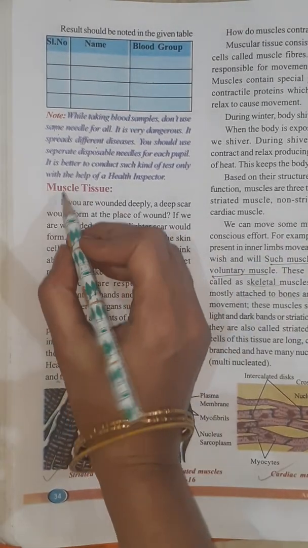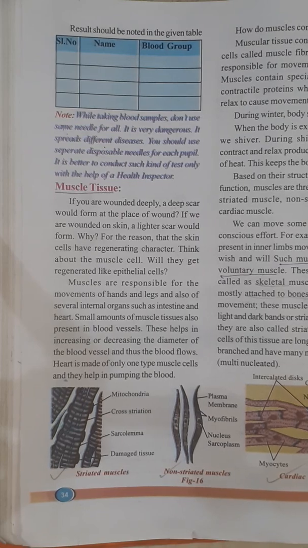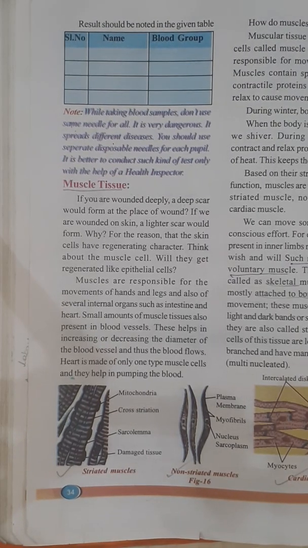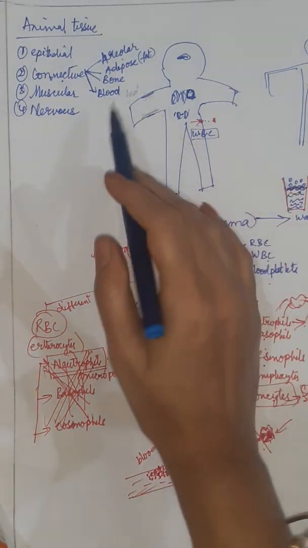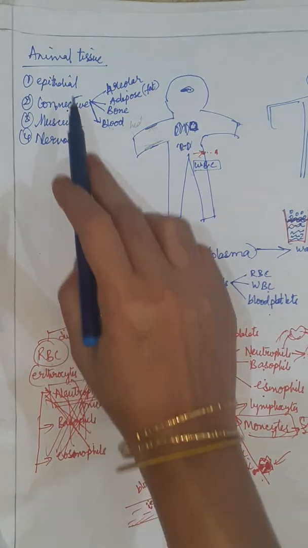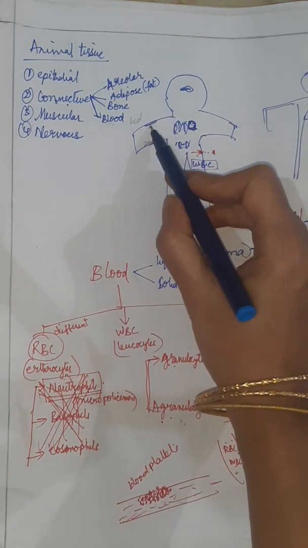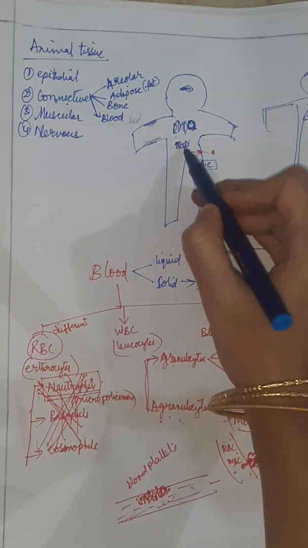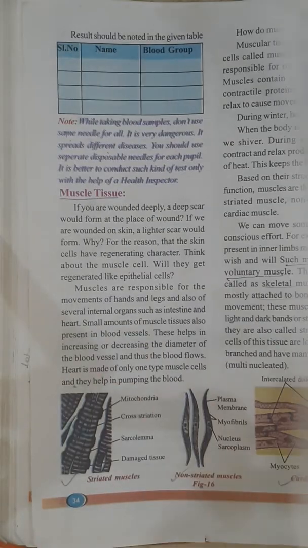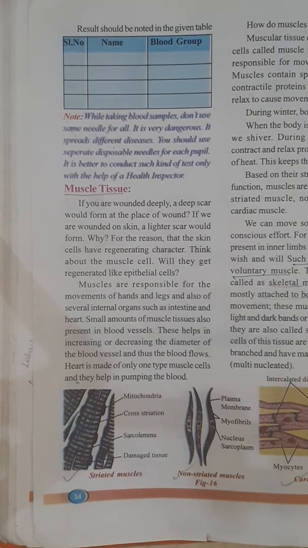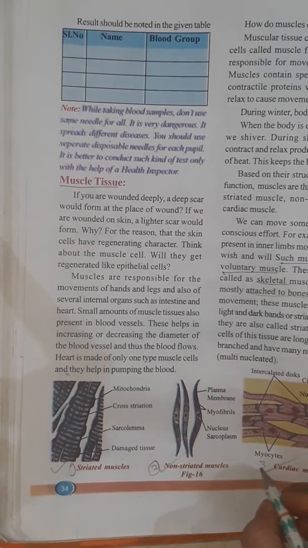Now we will see about this. See, I told you that animal tissues are of 4 types: epithelial tissue, connective tissue, muscle tissue, nervous tissue. We have seen the epithelial tissue, which protects and covers the body and internal organs. You have studied connective tissue. Now we will see about muscular tissue. Children, muscular tissue is of three types: striated muscles, non-striated muscles and cardiac muscles.